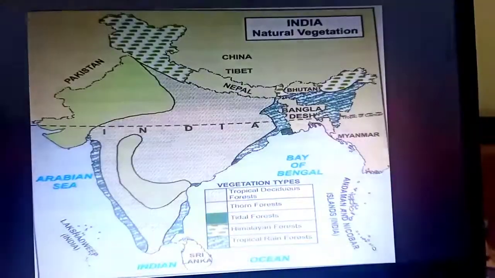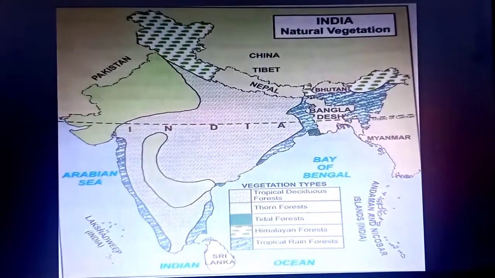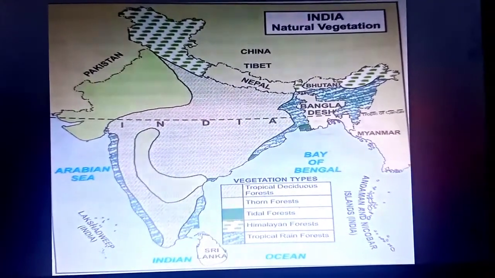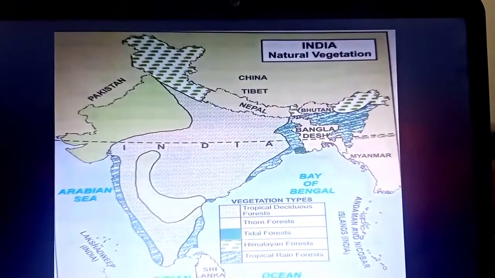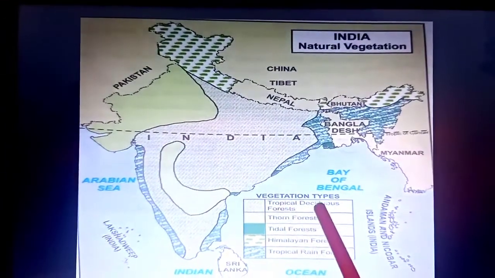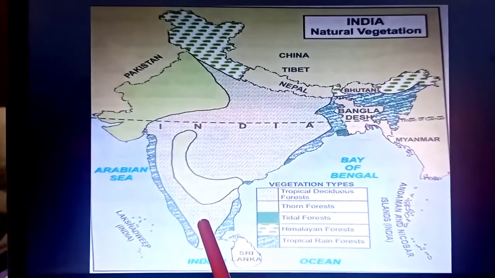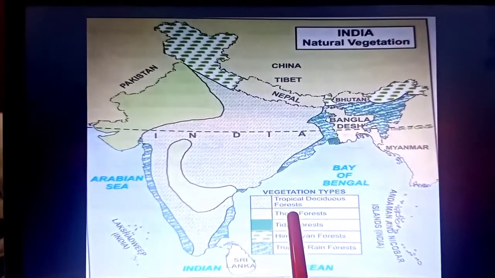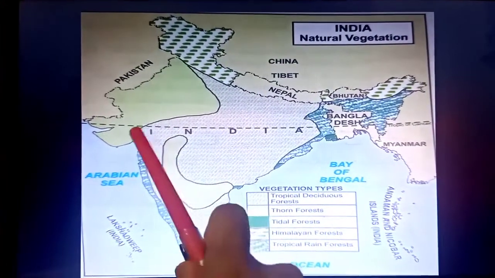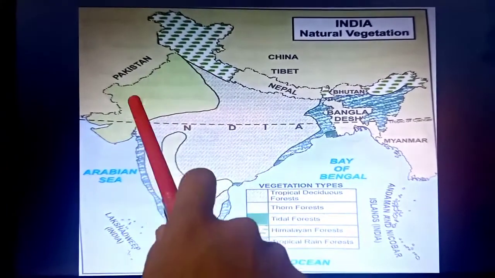In the next slide there is a map, and this map I have clicked from your book itself, and this is the map to show the distribution. Let us see here the tropical deciduous forest. Most part of the country is covered by this forest. Thorn forest is actually the desert forest vegetation. These are the dry areas.